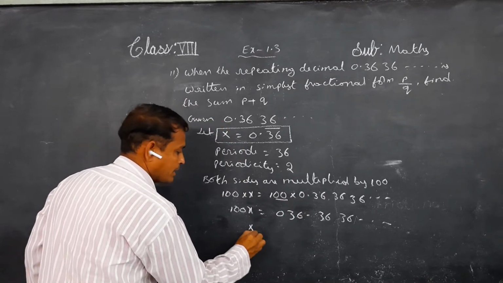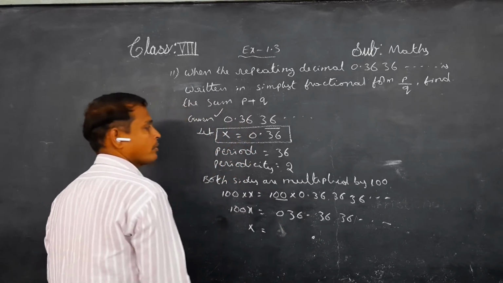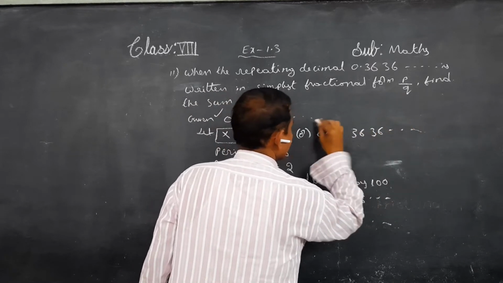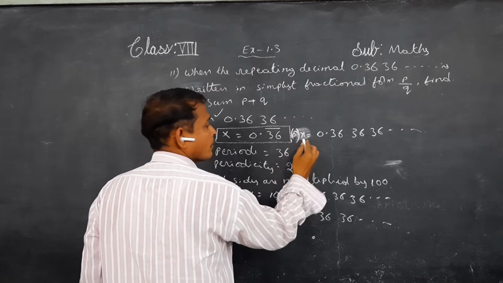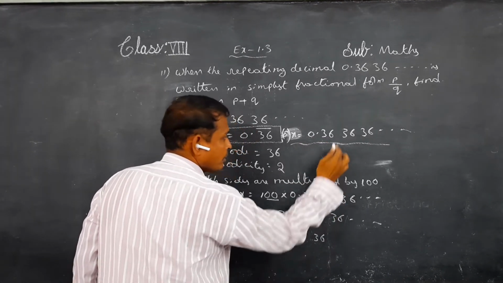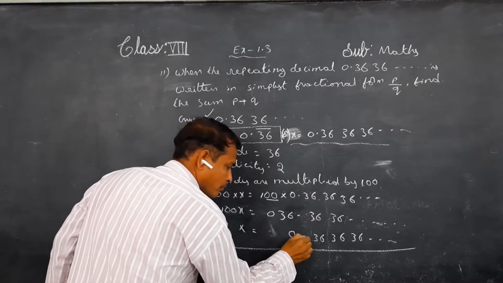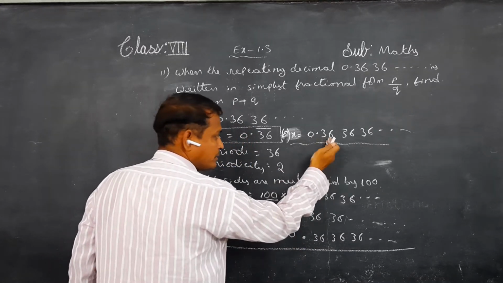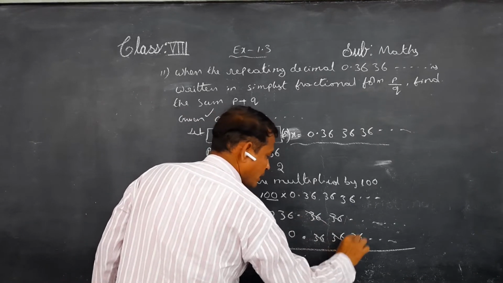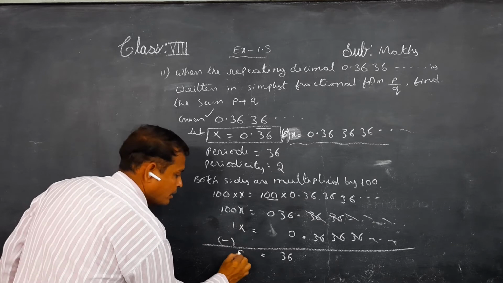In the given, the same value x is equal to 0.3636 and so on. Children, once again listen: 0.36 bar means 36 and so on. Point left side 0, point right side 36, again 36, again 36. So okay children, we should do the subtraction and cancel the values. The remaining value is 36 equal to 100x minus x, that is 99x.